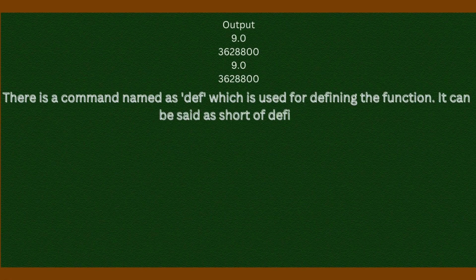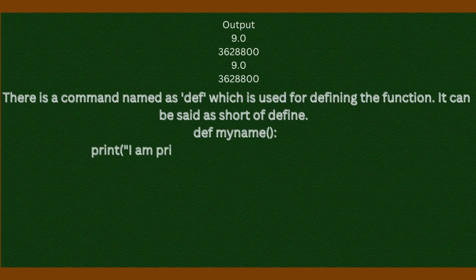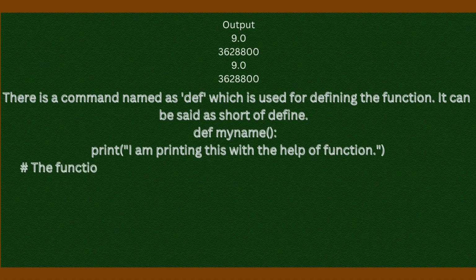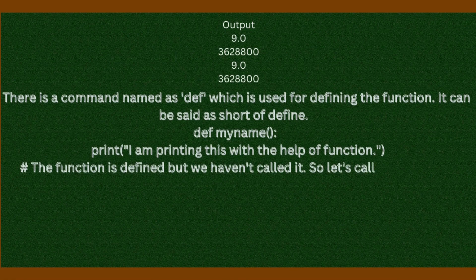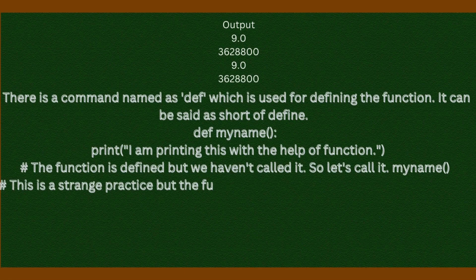So now we will use a user defined function. A user defined function you can define with the keyword def. So here we have written def my name. Now I define a user defined function. This function is defined by me, so I use one statement. I am printing this with the help of the function, right? So this is my default function, this my name. I have not passed any argument in this, so the function is defined but we have not called it.